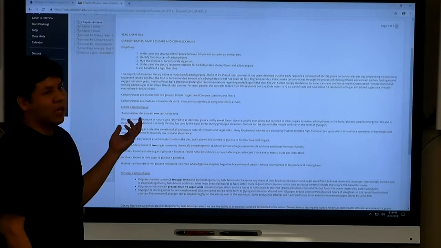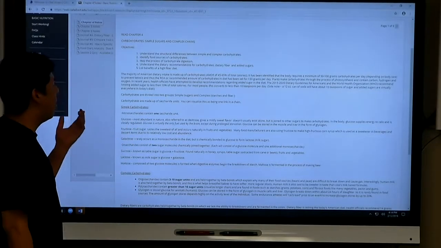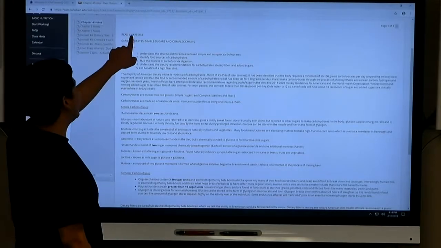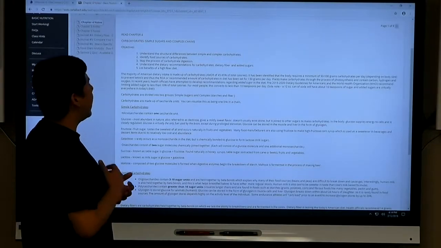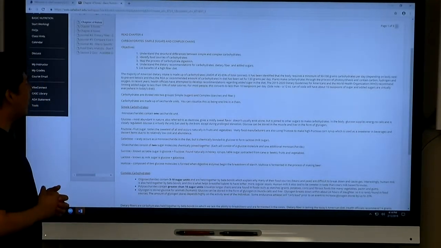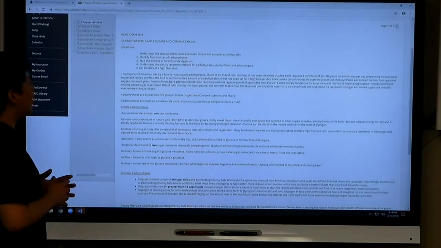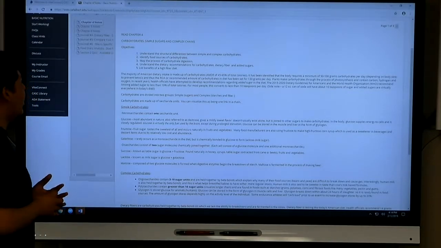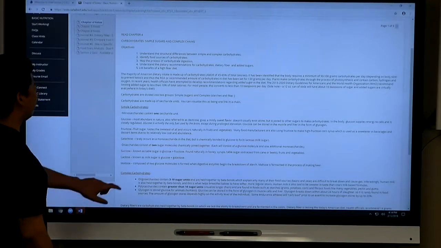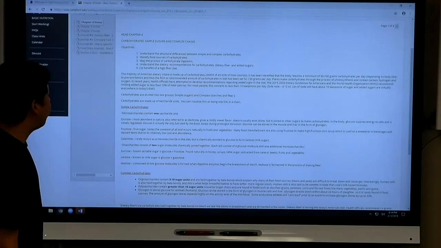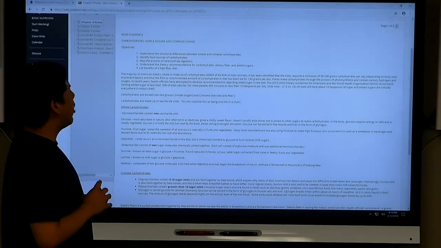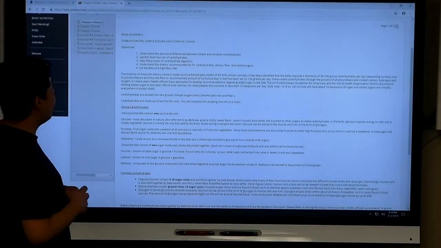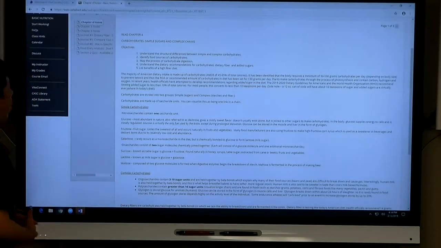So right now, I'm just going to read over the notes that she did. So, see, it states right here, read chapter 4. Carbohydrates, simple sugars, and complex chains. Objectives. Understand the structural differences between simple and complex carbohydrates. Identify food sources of carbohydrates. Map the process of carbohydrate digestion. Understand the dietary recommendations for carbohydrates, dietary fiber, and added sugars. List benefits of a high sugar diet or high fiber diet.